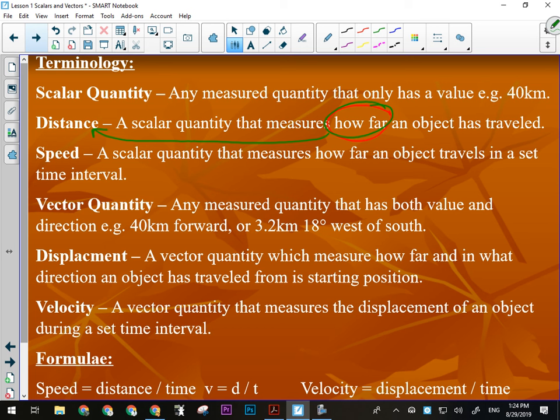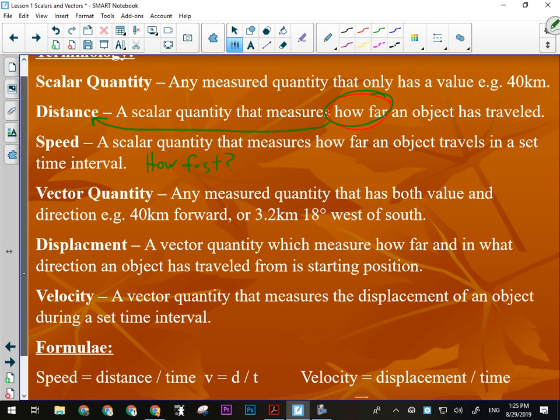Speed is a scalar quantity that measures how far an object travels in a set time interval, or how fast. If something says how fast, then we're talking about a scalar quantity, speed. Vector quantities are any measured quantity that has both value or magnitude and direction. 40 kilometers forward, 3.2 kilometers, 18 degrees west of south, 20 newtons east. That's a unit for force. Those things are all vector quantities, or 9.81 meters per second squared down. Acceleration is a vector quantity.